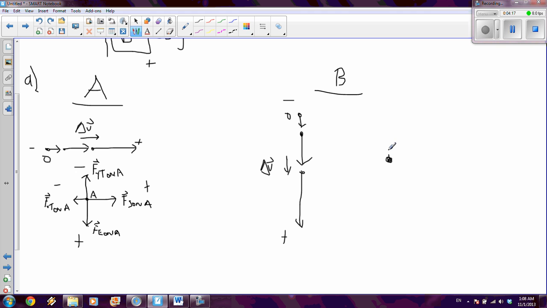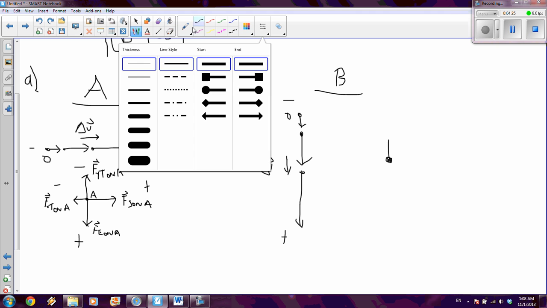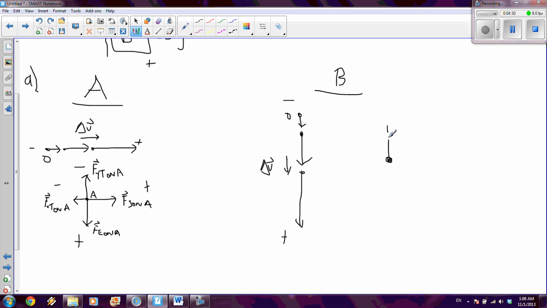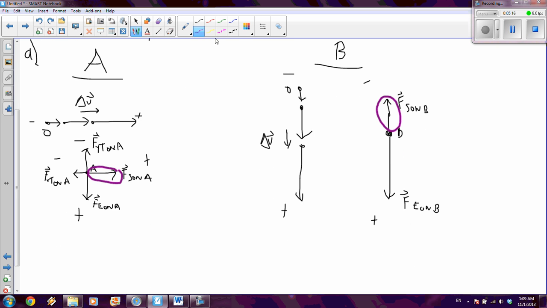Our force diagram, again, it's going to look similar to last time. So here's B, minus, plus, force Earth on B, force string on B. Remember, same as last time, this force here should be the exact same length as this force here. Okay? They are interacting, they're connected to each other, they're accelerating at the exact same rate.